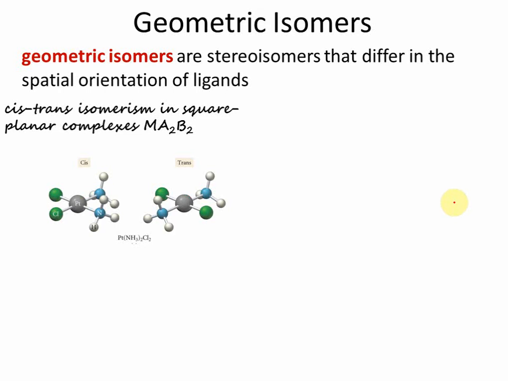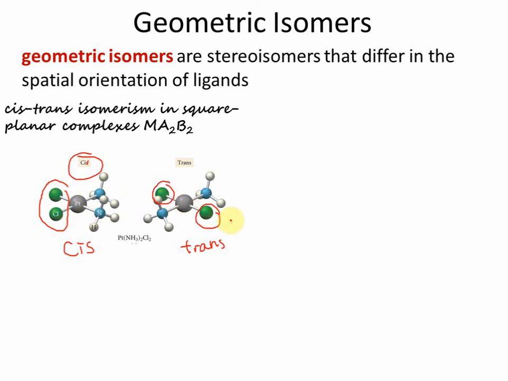So we have a platinum metal center and 2 chloride ligands. In this case, on the left-hand side, this is the cis isomer. Cis means that they're on the same side, but in the trans, they're on opposite sides of the platinum complex. So cis, they're on the same side, trans, they're on the opposite. So you can get cis and trans isomers for square planar complexes.